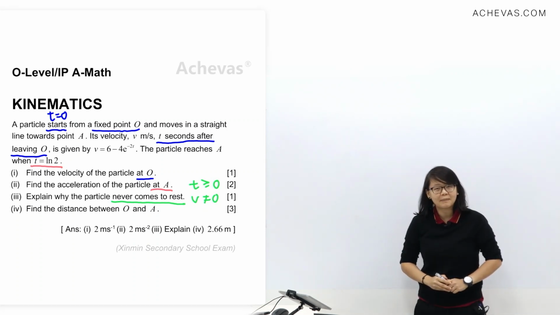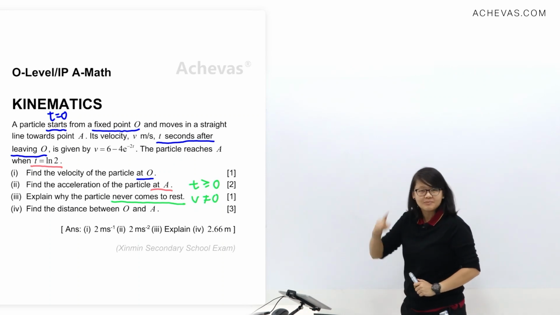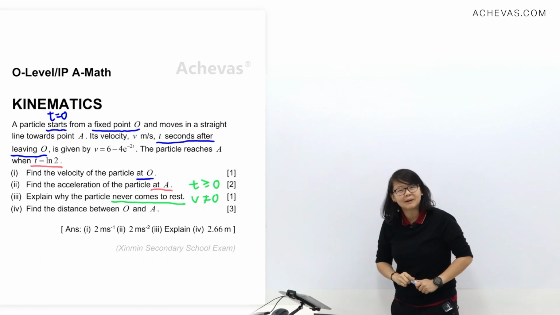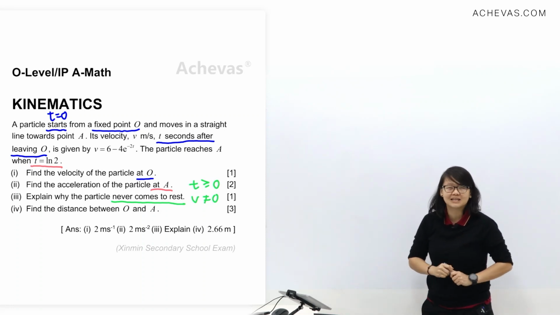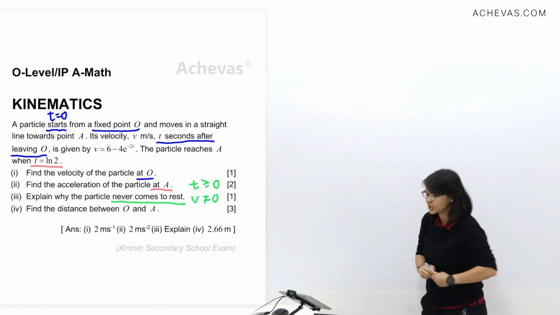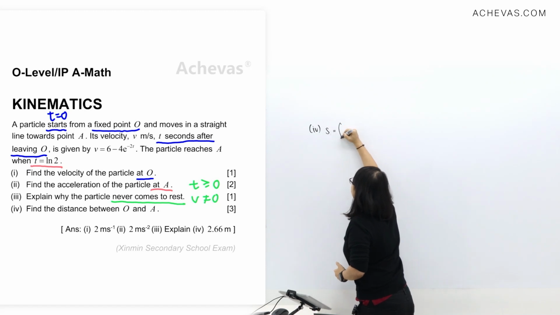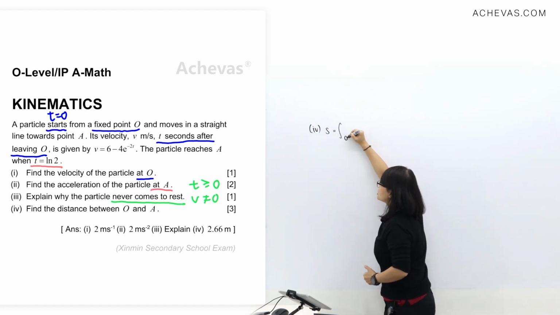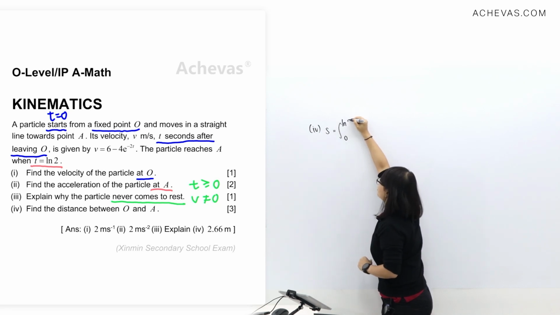Next, let's look at part 4 of this question. Find the distance between O and A. Remember part 3, we have proven the particle never comes to rest. So finding the distance is the same as finding displacement. So I'm going to do direct integration. For this part 4, I'm going to find S by integrating from 0, this is from O, to A. A is going to be taking the time of ln 2.